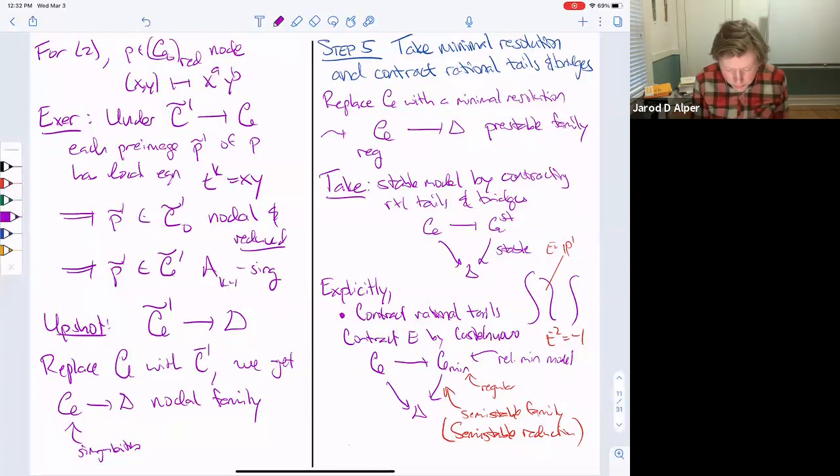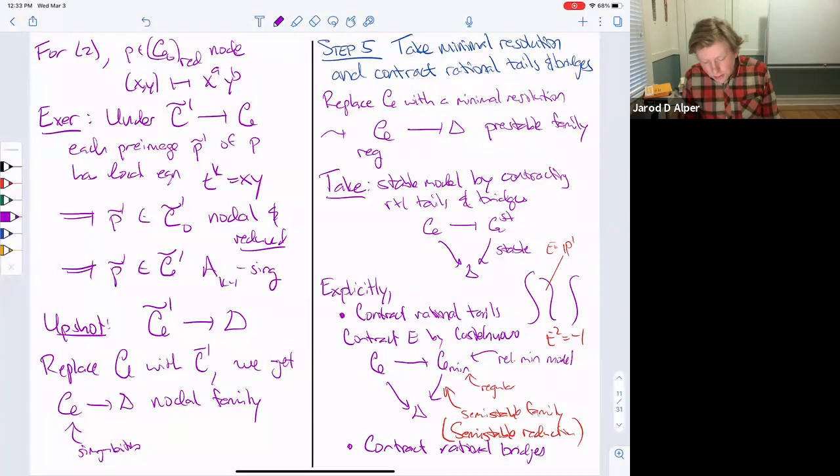But if you want a stable family, now you just contract the rational bridges. These are -2 curves. They can be contracted, but they introduce singularities, but it gives you this stable model. And I think, yeah, okay. That wraps up the characteristic 0 proof. Any questions?